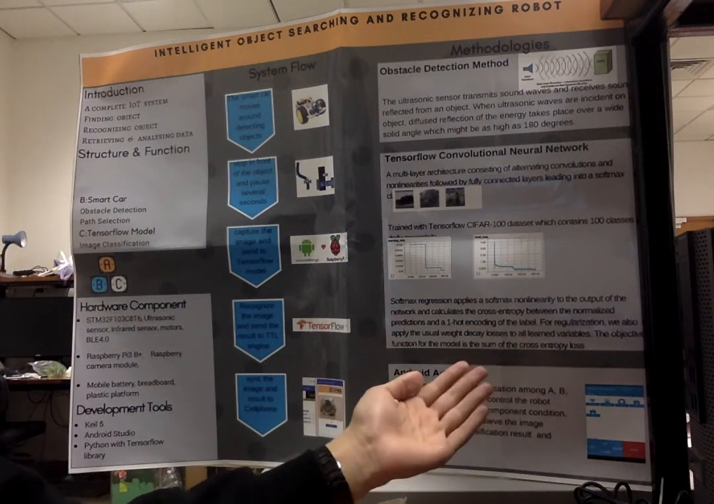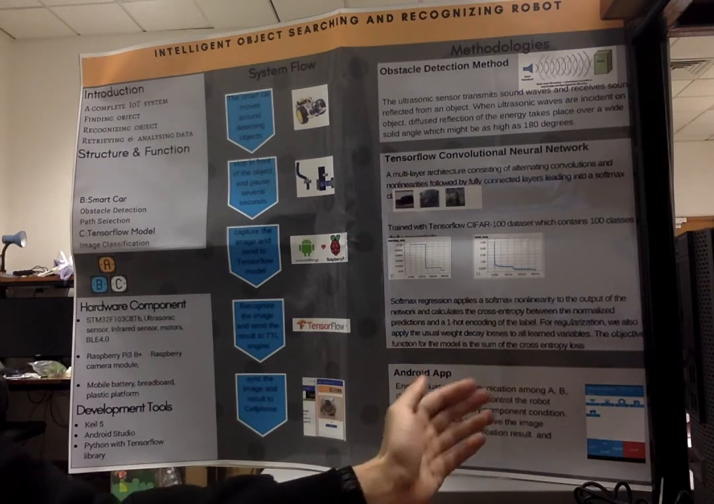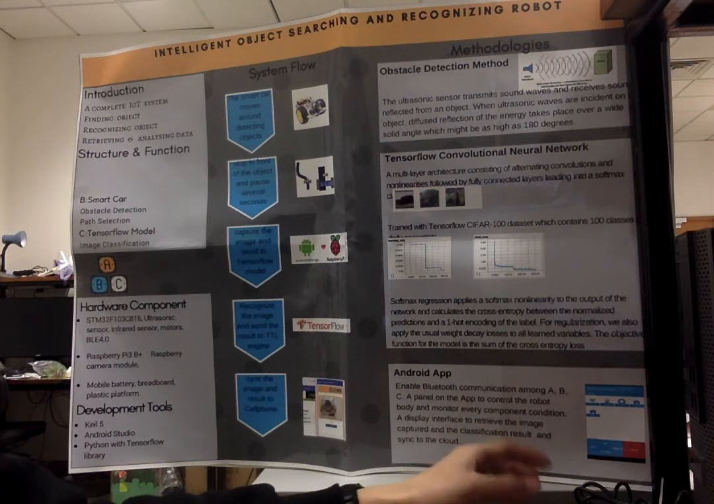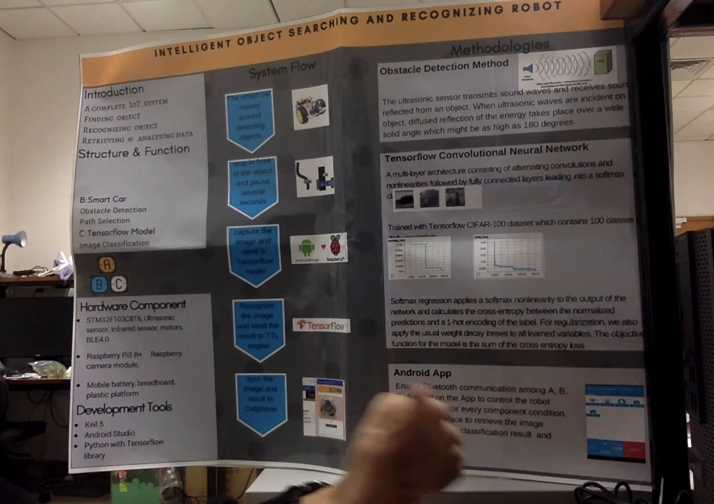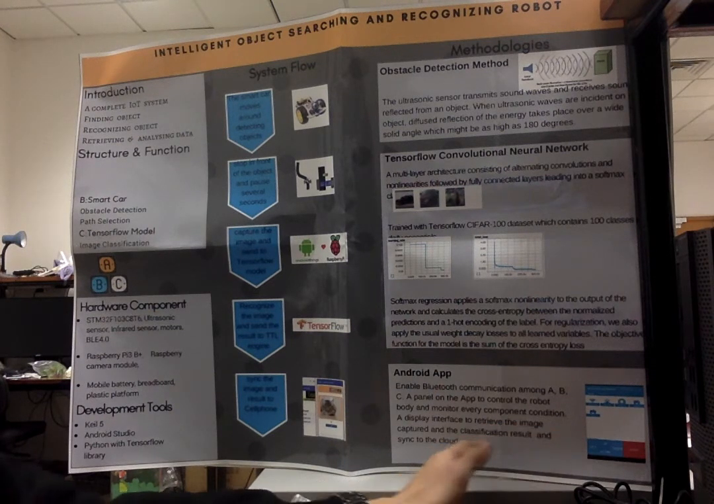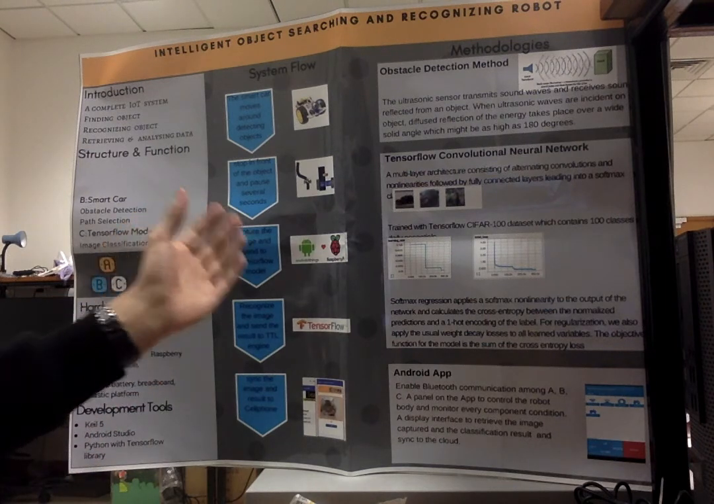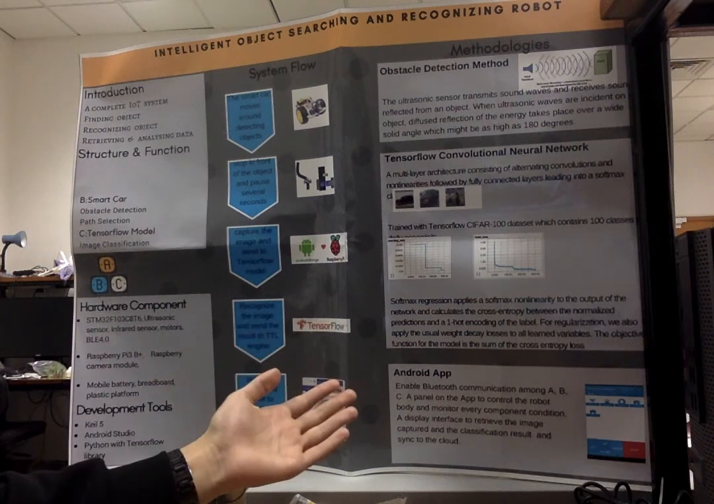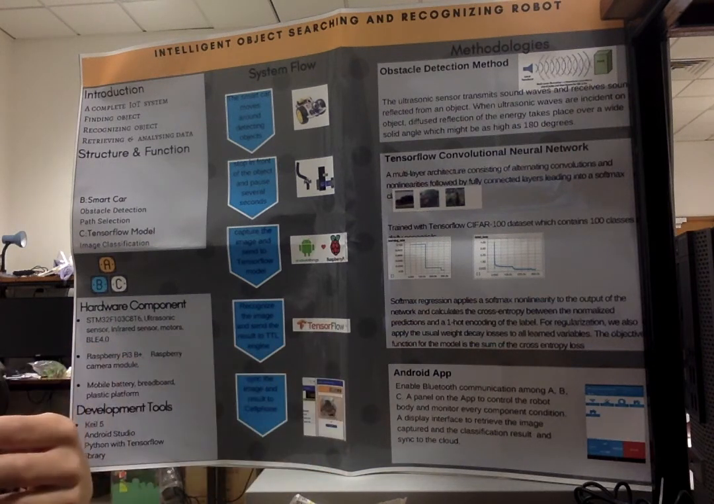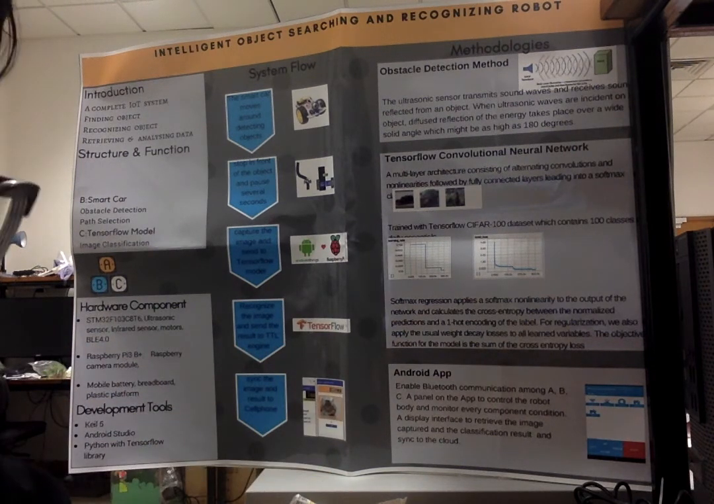And the final part, for Android app, I use Bluetooth to enable communication between all the three parts, and a panel on the app to control the robot body and monitor every component condition, and the display interface to retrieve the image captured by the Raspberry Pi, and at the same time get the result and send these results to the cloud.